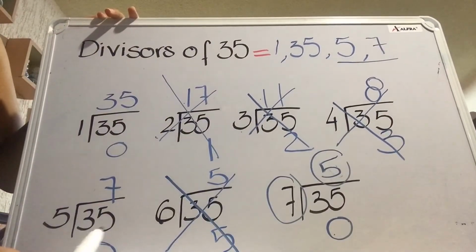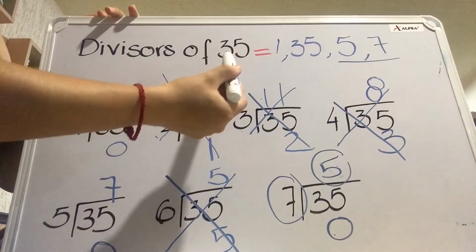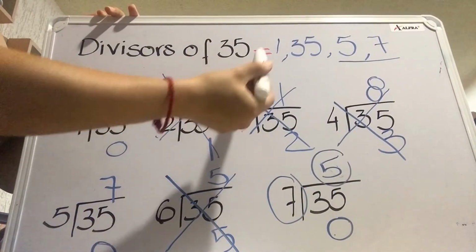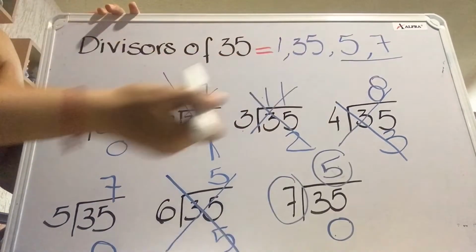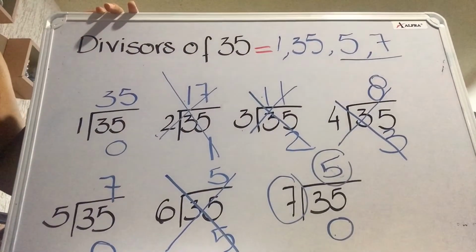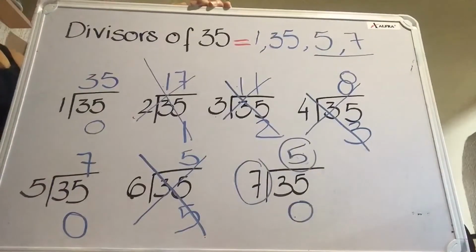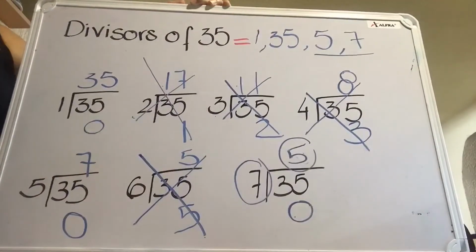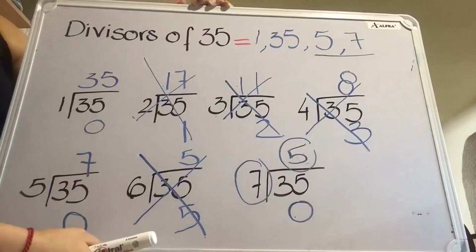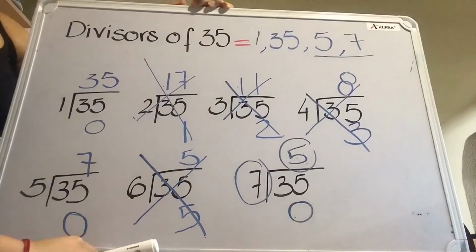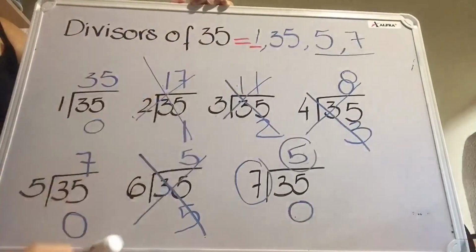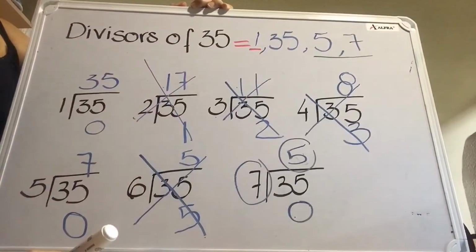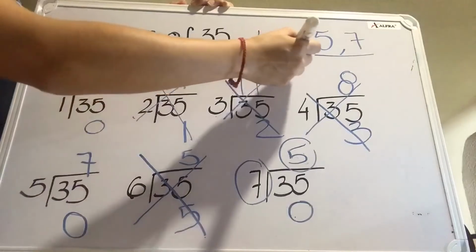All of the divisors of 35 are 1, 35, 5, and 7. Here we can see that the divisors are ruled by some properties. For example, number 1 is a divisor of all the numbers. Every number is a divisor of itself.